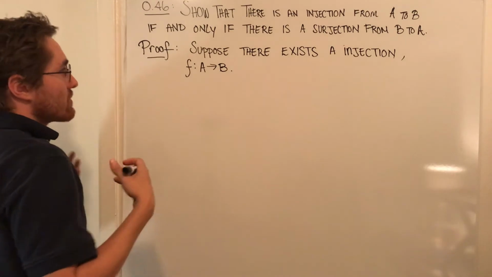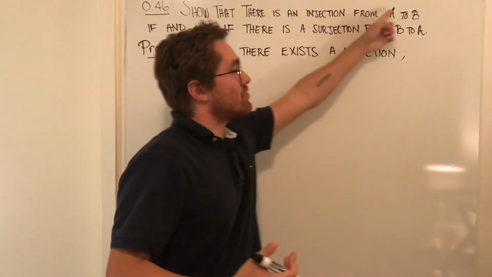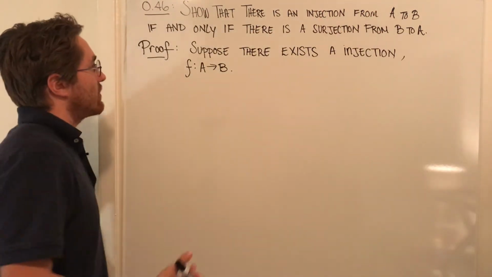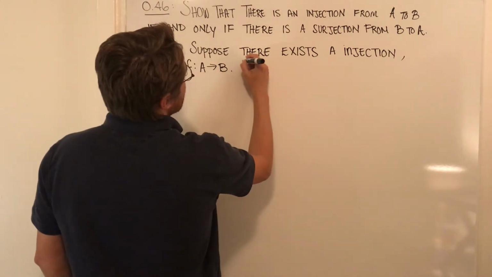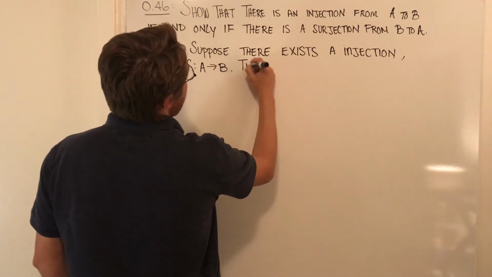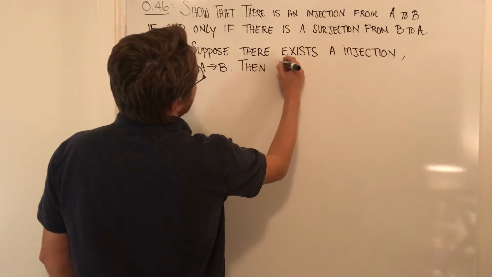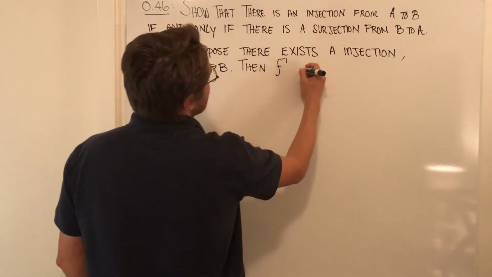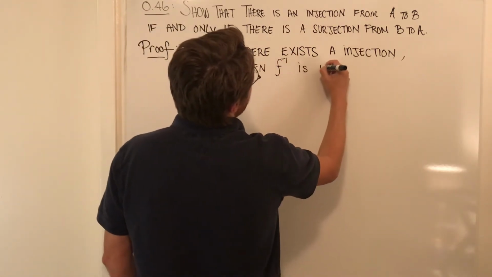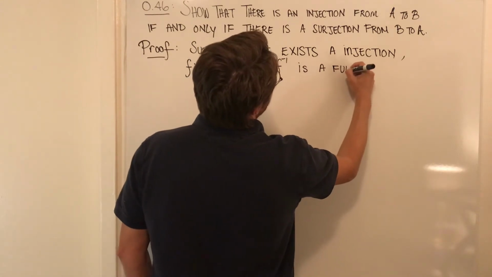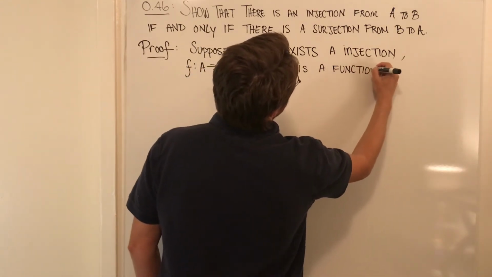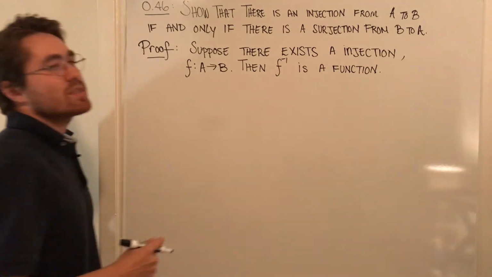Okay? So we're starting out, we're supposing that this is true. Let's suppose there's an injection from A to B. It follows then that f inverse is a function, right?